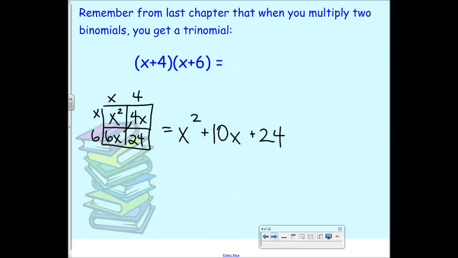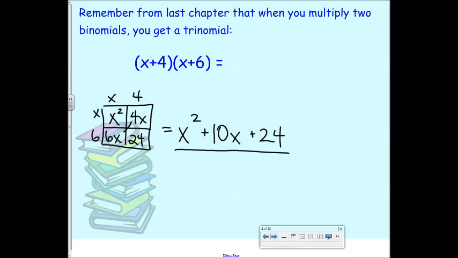Okay, so when you multiply two binomials, what does it end up giving you? Usually a trinomial. When you multiply two binomials, it gives you a trinomial. So what we're talking about today is how to go backwards. If I give you this right here, how can you figure out what your two binomial factors are? Because remember, factoring is breaking it down into the multiplication, so we're going backwards. How do you take this trinomial and figure out what binomials you needed to multiply to give you this?